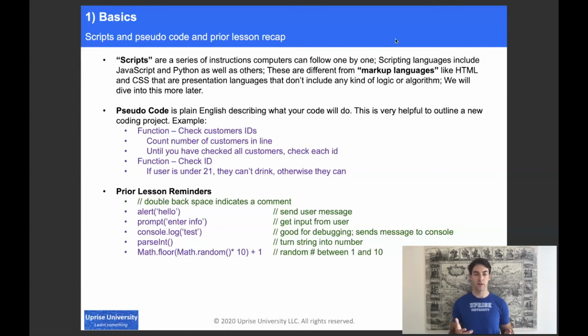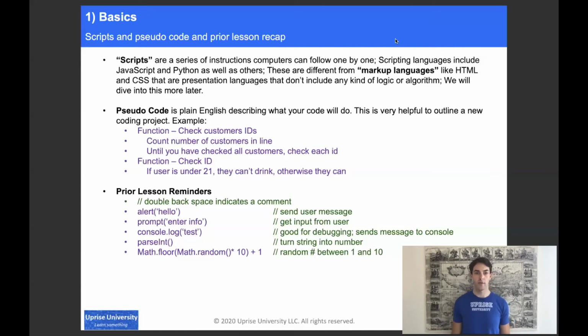The below is an example of a program that gets customers' IDs and checks to see if they're 21. You can just read this here, but basically you just write out what the code is going to do, and then later on you'll actually program it.